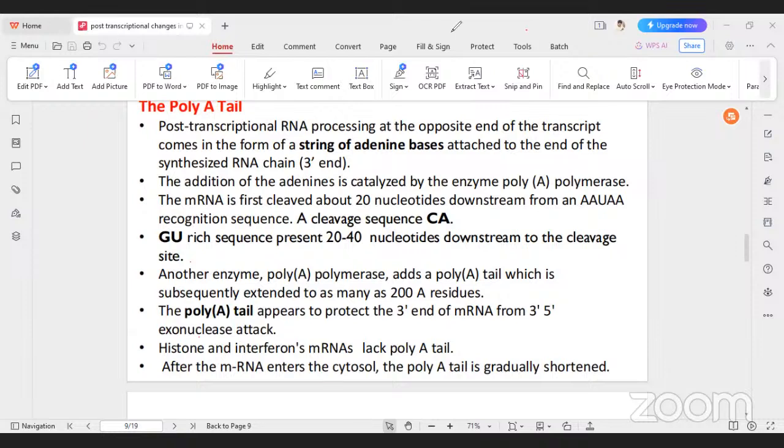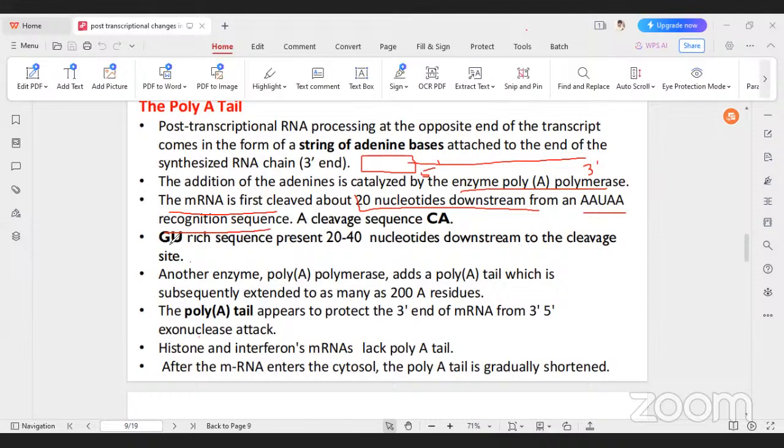Already the 5' end is completed; the 5' end has the cap formed. This is the 7-methyl guanine cap, called the 7-methyl guanine cap at the 5' end. Polyadenine addition is catalyzed by the enzyme poly-A polymerase. The mRNA is first cleaved about 20 nucleotides downstream from AAUAA. This is the recognition sequence.